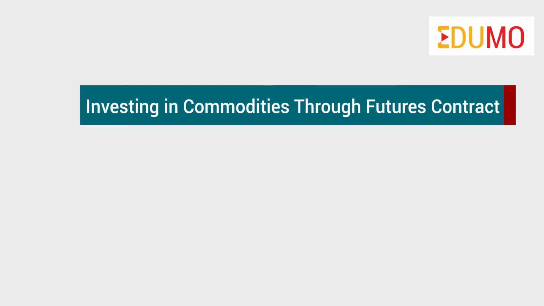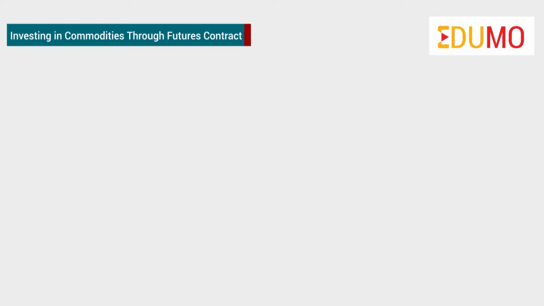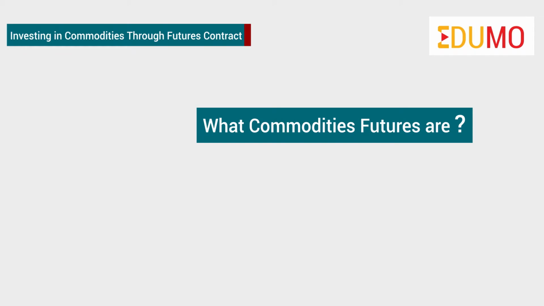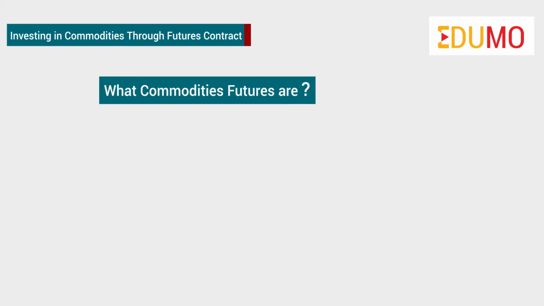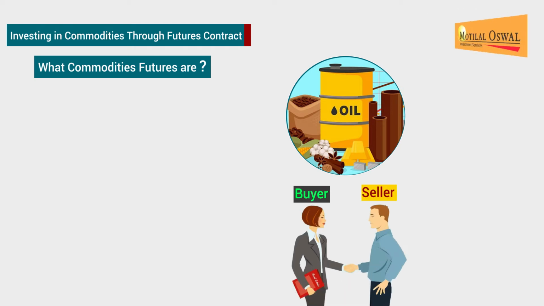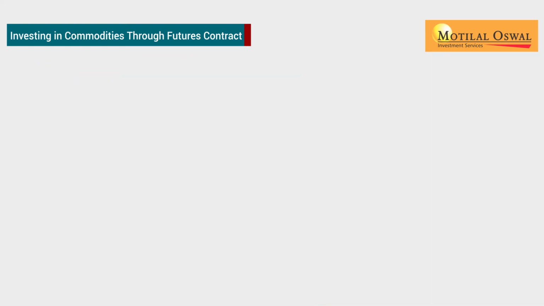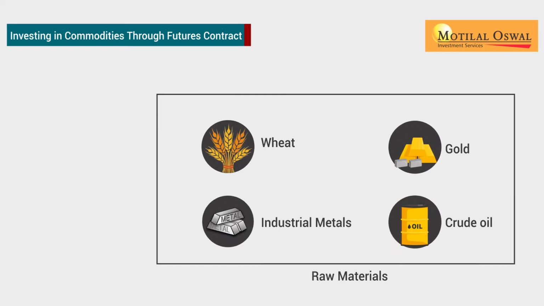Hi, in this video, we will understand investing in commodities through futures contract. Now, here firstly, we will understand what commodities futures are. Commodities futures are an agreement between the buyer and the seller to deal in an underlying asset at a predetermined price and date. The underlying asset that is dealt here are basically commodities like wheat, gold, crude oil, industrial metals, etc.